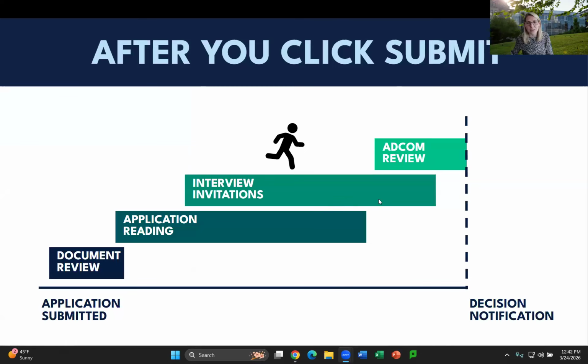So here's a cute little display of you running through the admissions process. So you submit your application, we review your documents to make sure we have everything we need, then we read your application, invite you to interview if you're deemed eligible on paper to be considered for admission. Then we have admissions committee review, AdCom review, and then we release your decisions.